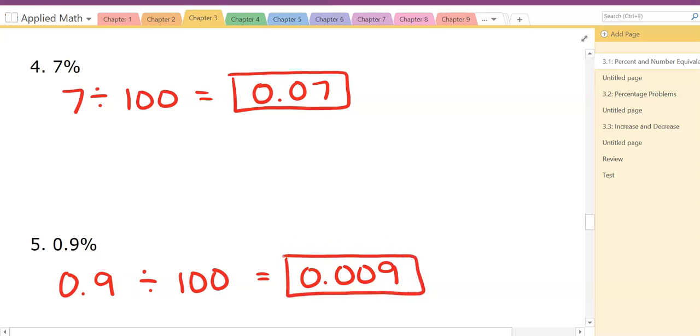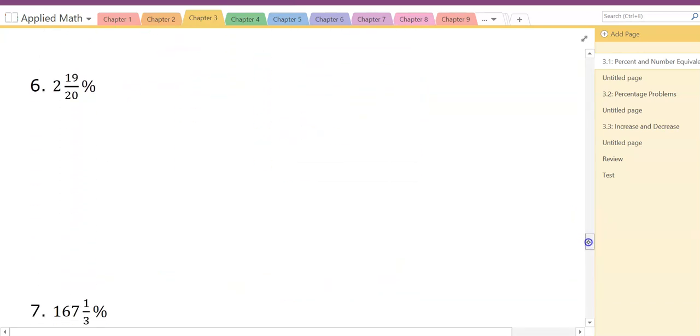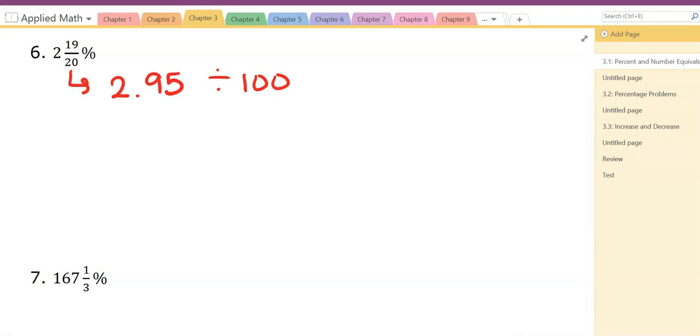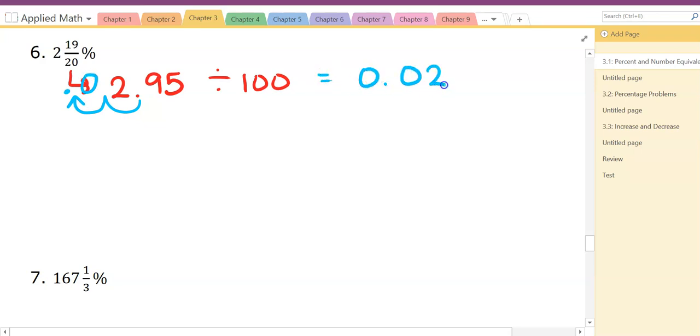So when they give you something like the last two that had fractions involved, you had 19 over 20 and then you had a third. I would suggest making the fractions decimals before you try to divide by 100. So what's 19 over 20 as a decimal? 0.95. So I would rewrite this as 2.95. Okay, and then we divide by 100. So take that decimal and go over 1, 2 spaces, fill in a 0 there. So you should have gotten 0.0295.